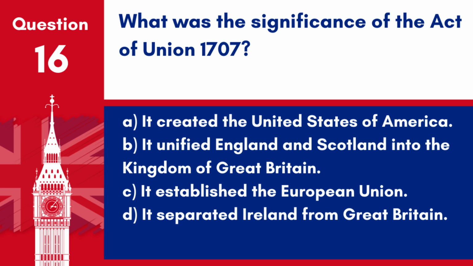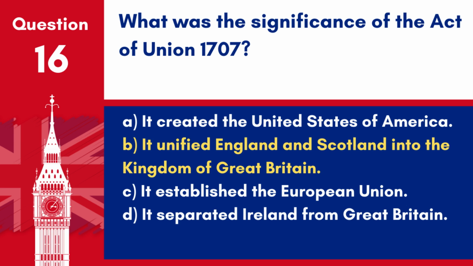Question 16. What was the significance of the Act of Union 1707? A. It created the United States of America. B. It unified England and Scotland into the Kingdom of Great Britain. C. It established the European Union. D. It separated Ireland from Great Britain.